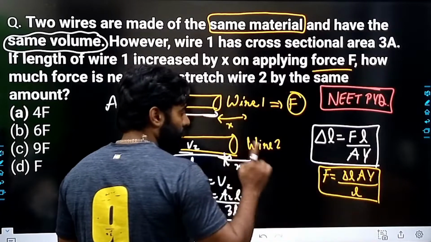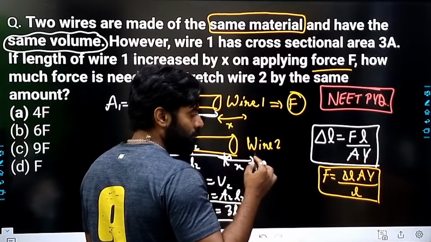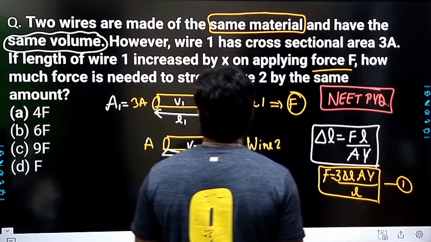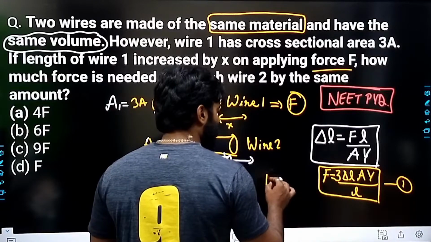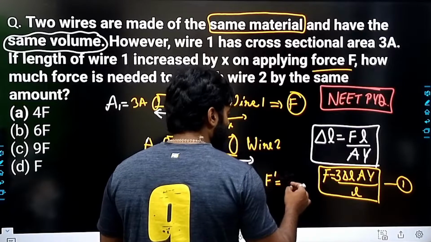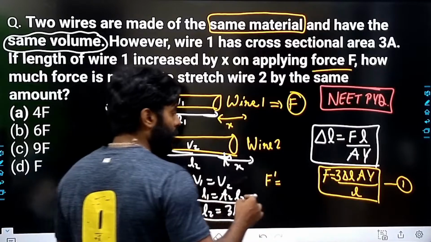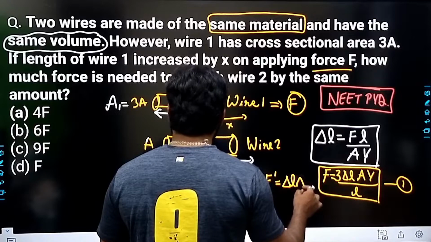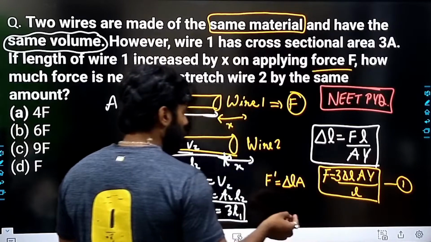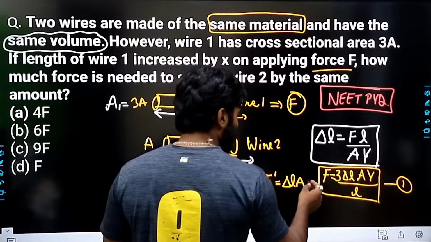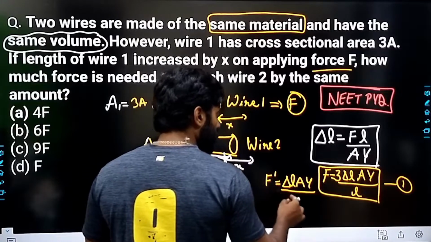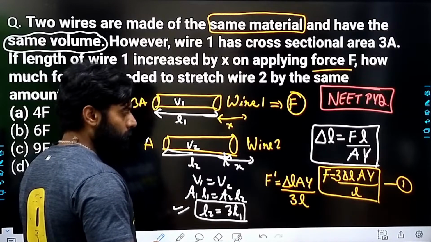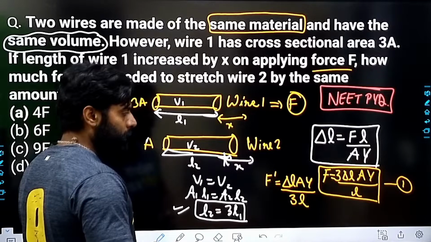Now for the first part it is F. For the first part, there will be 3A. The length will be L. For the second part, for the F dash, we are having delta L, that remains the same. Area is A by 3. Okay, I am considering the area as A only. This is Y and this is 3L, right? These are the things which you are having.